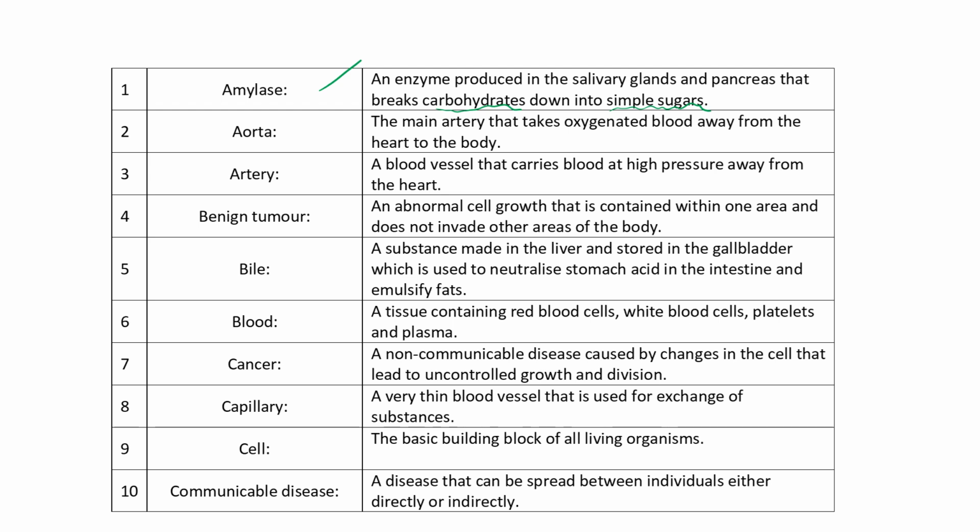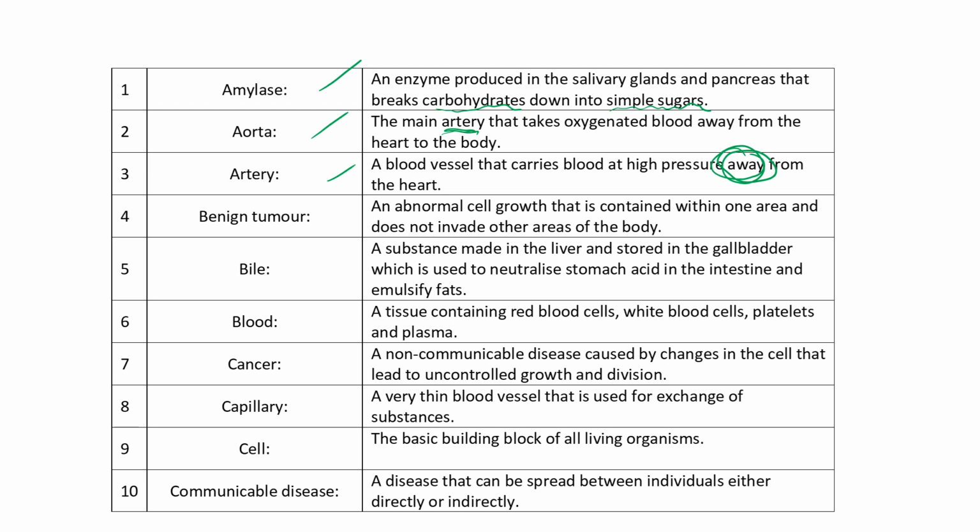The main artery that takes oxygenated blood away from the heart, aorta. A blood vessel that carries blood at high pressure away, so we're talking about a vessel of some sort, artery.